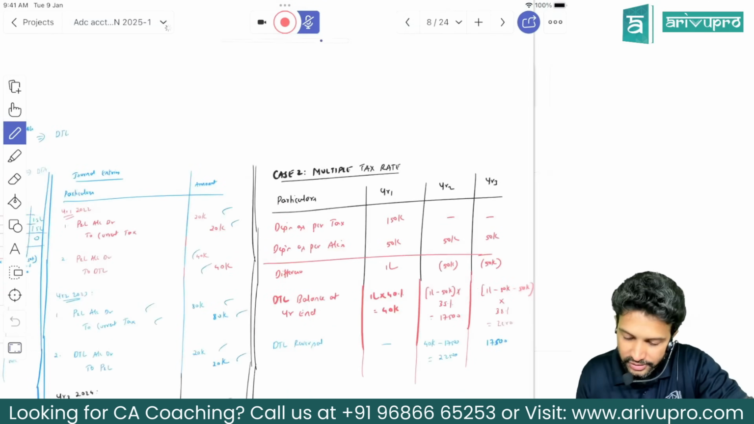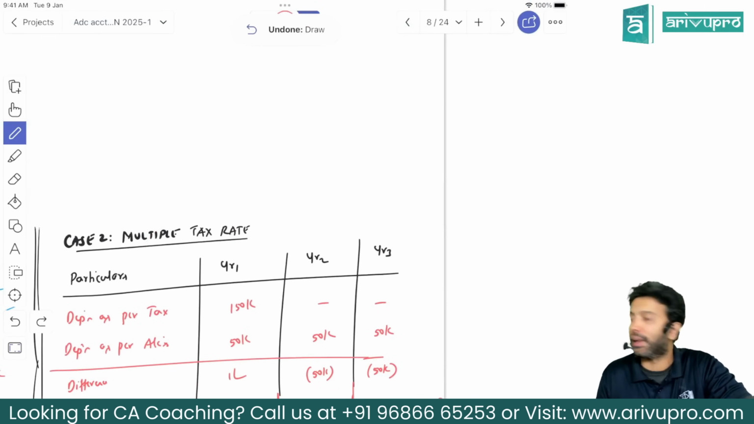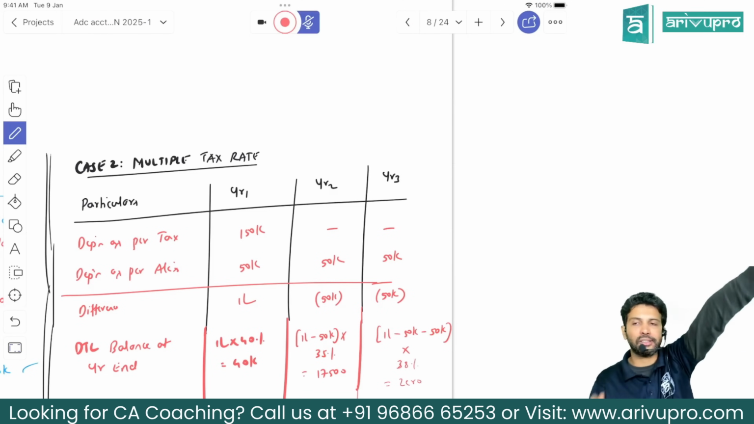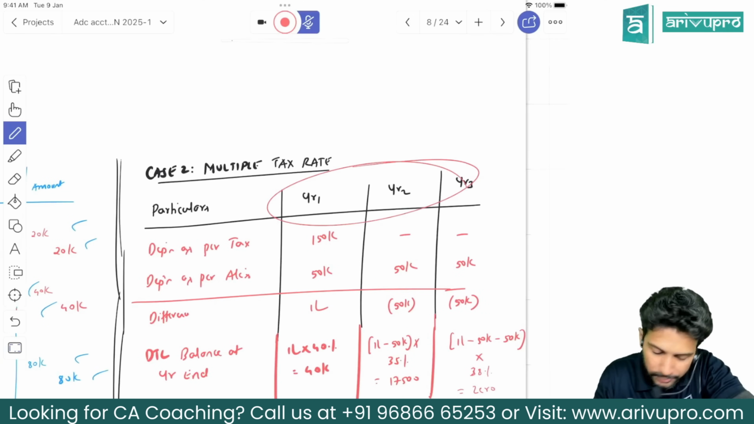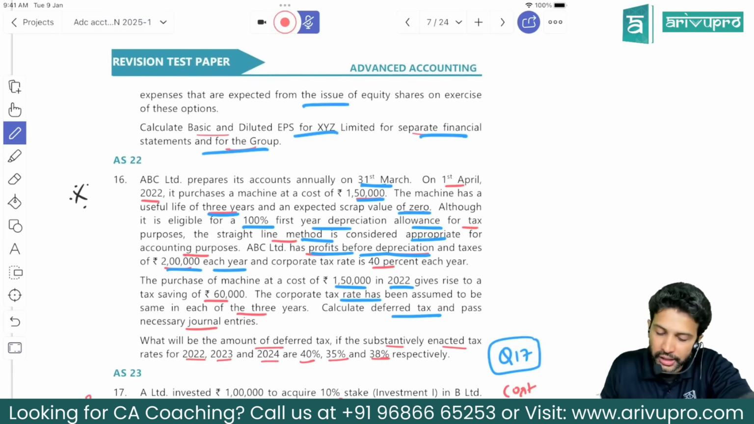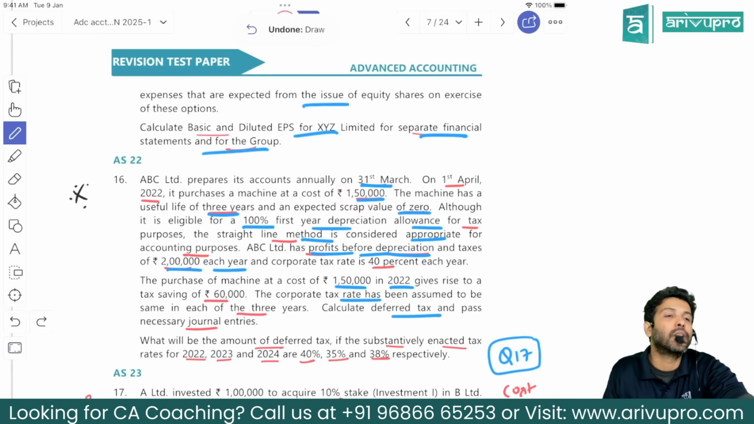This is the second case. Second case is what? Tax rate is same or multiple? We have multiple tax rate. So let's rework. The first is a separate case, second is a separate case. How many years still? 3 years. Now let's go back to the data. The same original data.